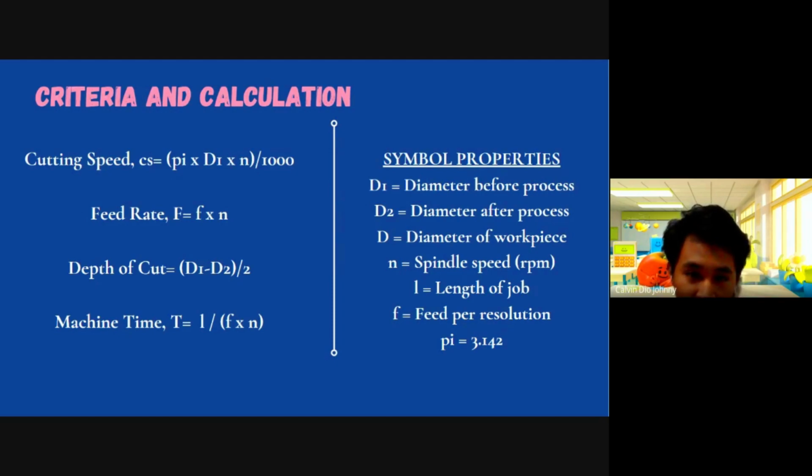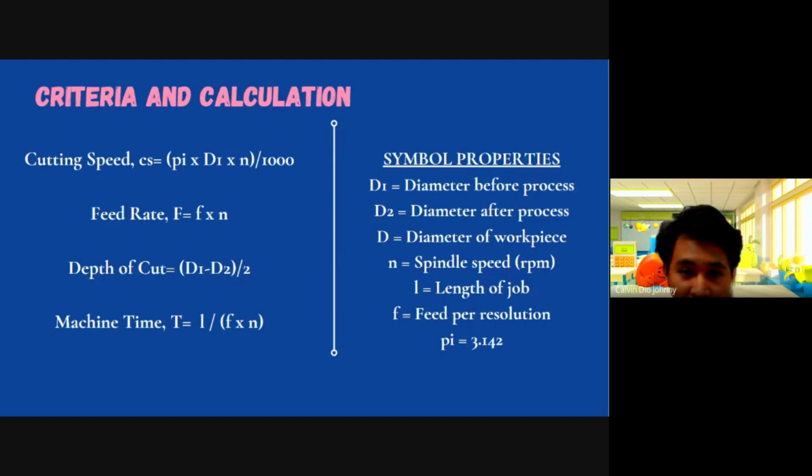For the feed rate, the formula is the feed per revolution times spindle speed. The formula for depth of cut is the diameter before process minus the diameter after process, divided by 2. The last one is the machining time: length divided by feed per revolution times spindle speed.